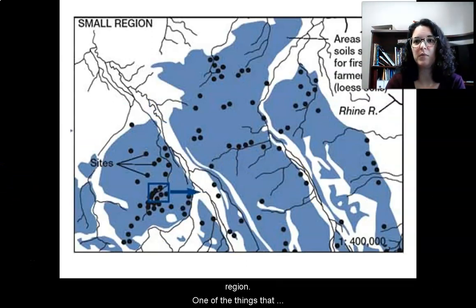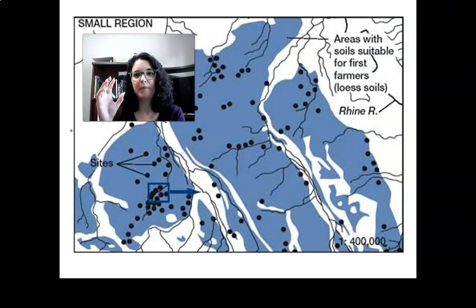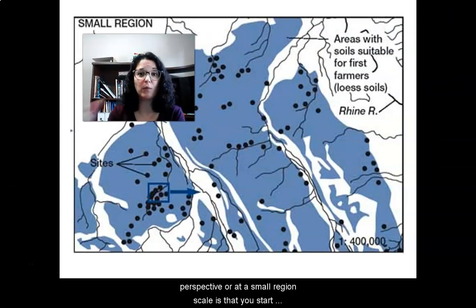One of the things that becomes clear when we look at a small regional perspective is that you start to understand that the sites are not just associated with the Rhine River because it's a waterway, but because the Rhine River is associated with a particular type of soil called loess, and we'll talk about loess. It's a wind-deposited fine-grained sediment. It's excellent for farming. And so now we're starting to get a clearer picture of why farmers were settling in this region. But this still might be too big of a picture.